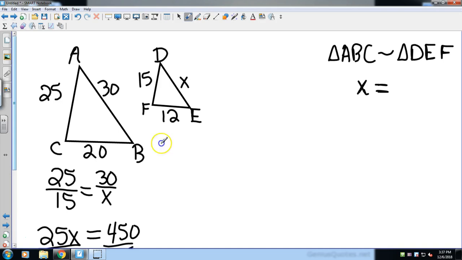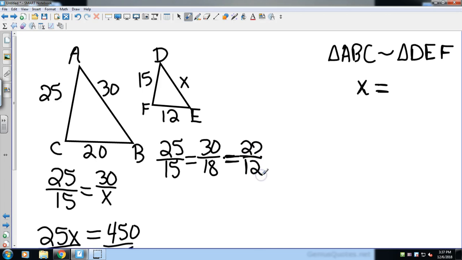I could do 25 to 15. I could do 30 to 18. We just figured that one out. And I could do 20 to 12. These should all be the same. And so they would all reduce to 5 over 3. So my scale factor is 5 to 3. There's 5 pieces of ABC to every 3 pieces of DEF. So scale factor of 5/3.